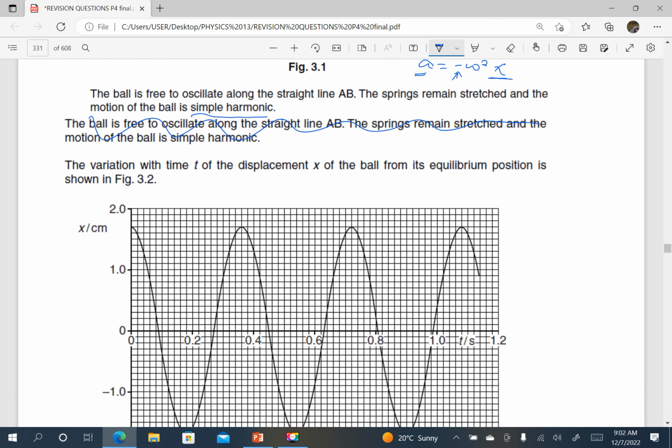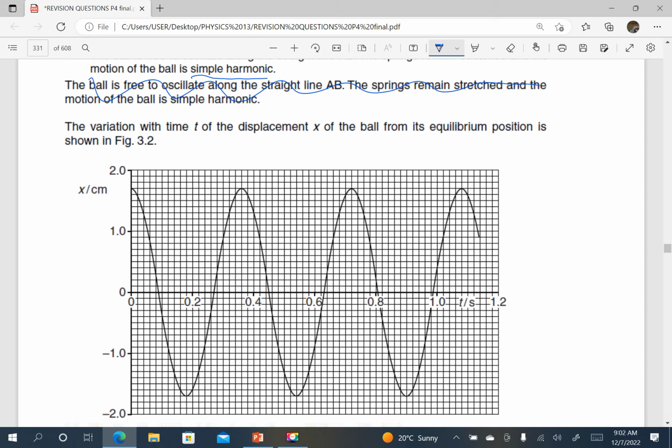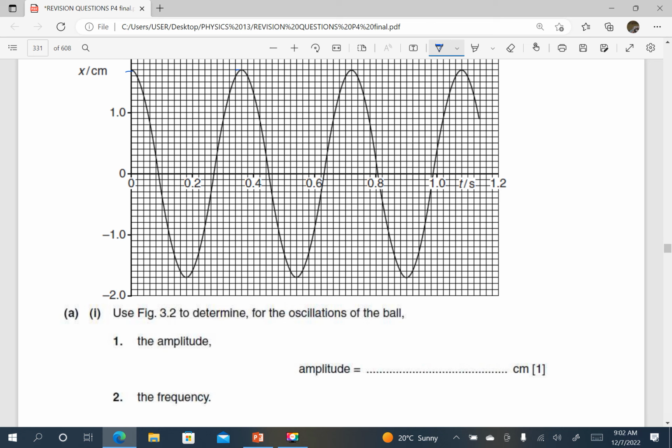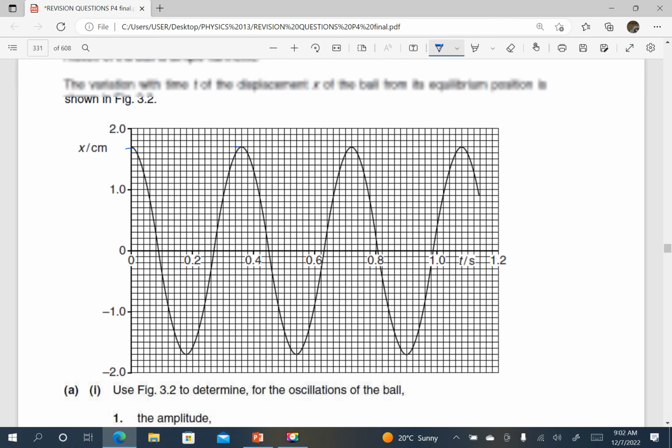The variation with the time t of the displacement x of the ball from its equilibrium position is shown here. Of course, this is simple harmonic motion because you notice that even the amplitude remains constant throughout the motion. Use the figure to determine, for the oscillations of the ball, the amplitude. Remember, amplitude is the maximum displacement. So I just look at the graph.